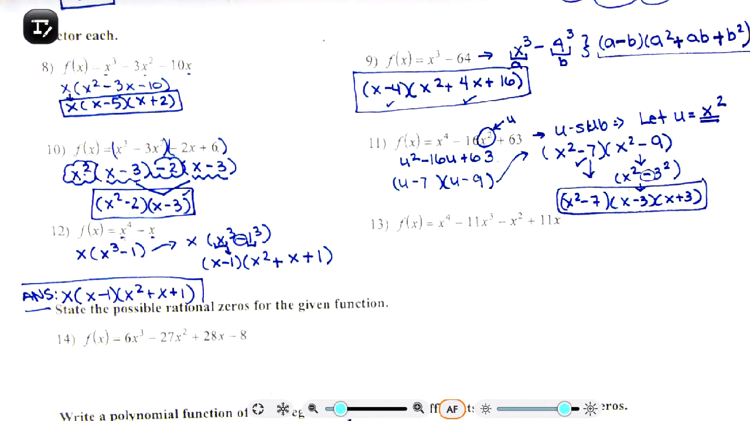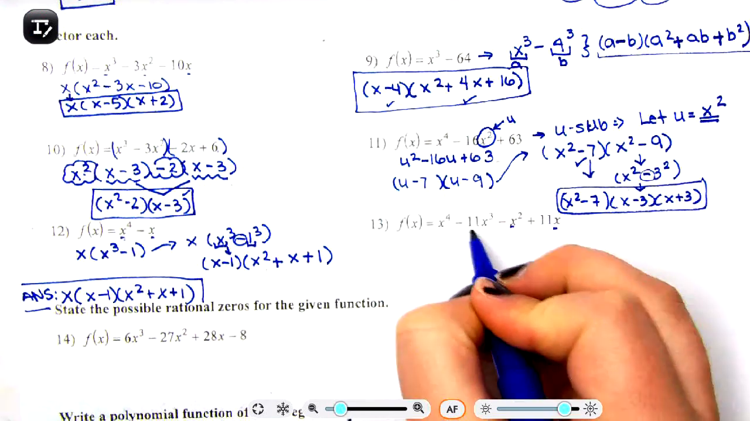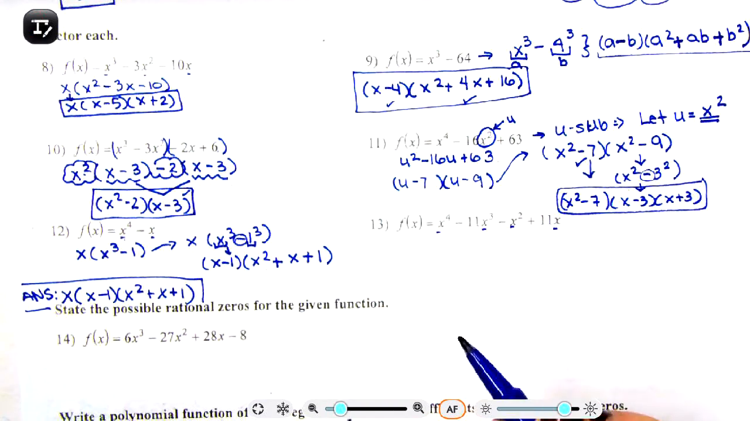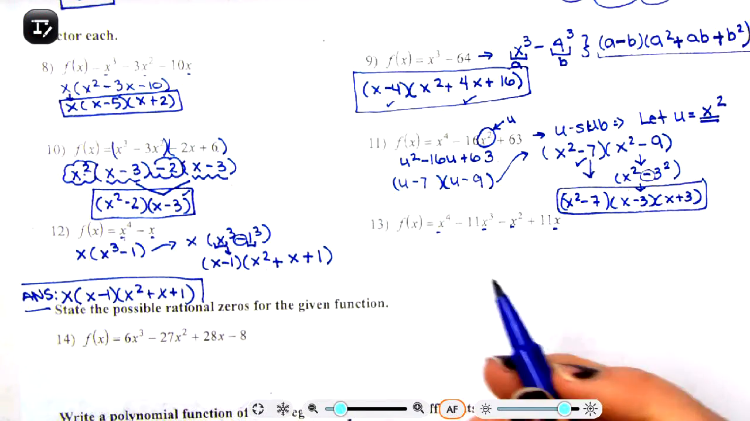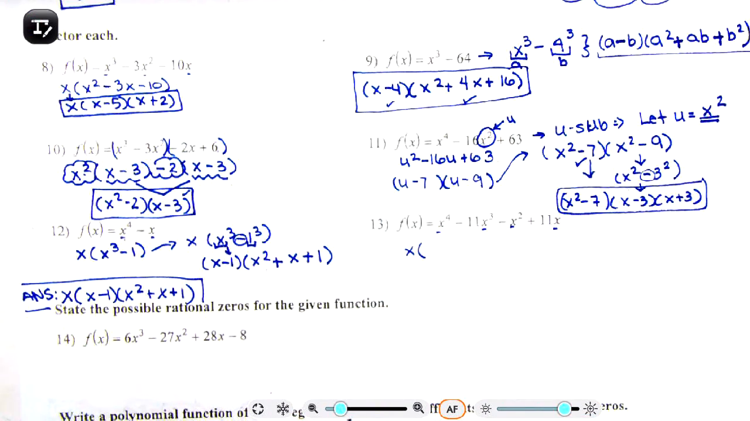All right, number 13. Number 13 is, let's see, I see an x on all of them, so I'm going to factor out an x first. But I'm thinking, do I really want to do that? Well, let's see if this works. If it doesn't, we can just redo it a different way. My thought was maybe this is grouping, but we'll see.